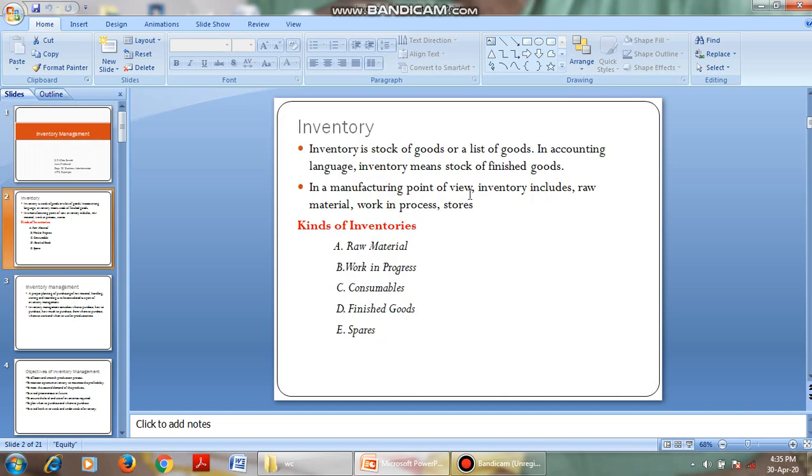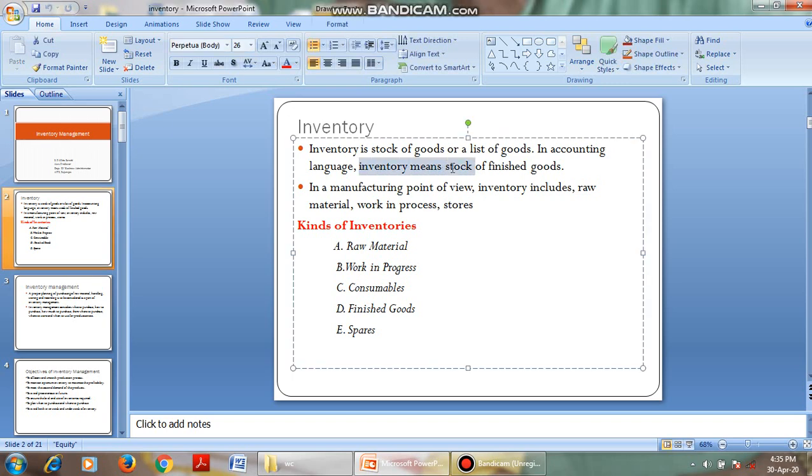Okay, first of all, what is inventory? Inventory can be viewed in two different forms. In accounting language, inventory means stock of finished goods. That is, inventory is nothing but a stock of goods or list of goods. In accounting terms, inventory means finished goods.